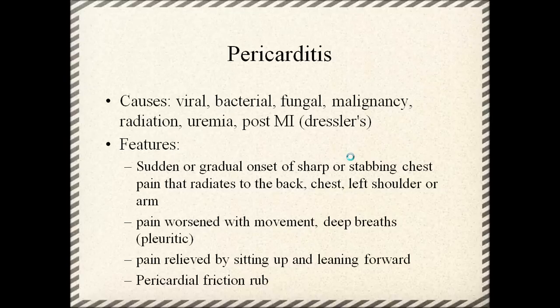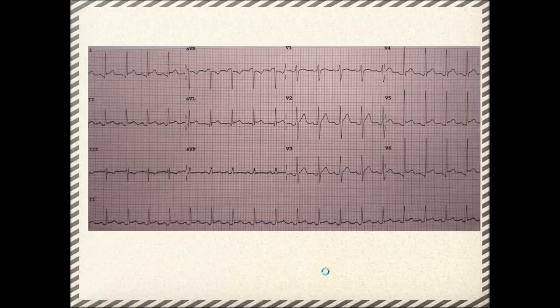This is more sharp and pleuritic, as in when you take deep breaths, rather than pressure-like and crushing type pain. The pain is often relieved by sitting and leaning forward, and you can often hear a pericardial friction rub. This is a typical ECG of a person with pericarditis. You'll note diffuse ST elevation, PR depression, and no reciprocal changes anywhere. These are just a description of what typical ECG findings are in the different stages of pericarditis.